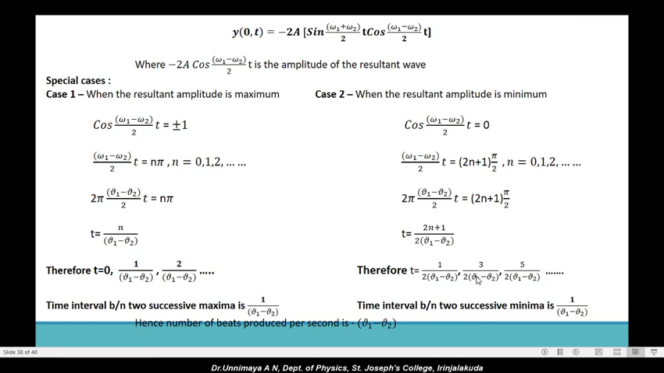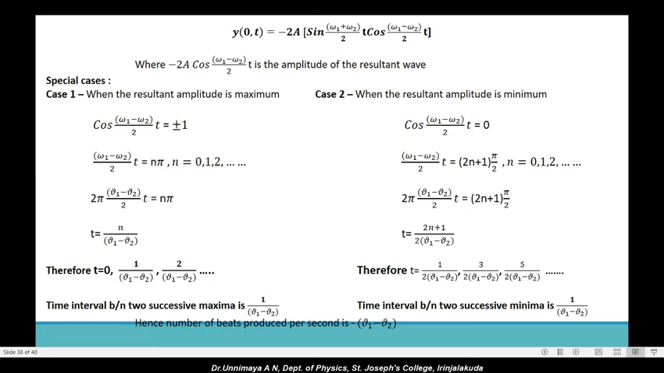That is 3 by 2 into nu1 minus nu2 minus 1 by 2 into nu1 minus nu2. Here also we get this time interval as 1 by nu1 minus nu2. So in both these cases, when the resultant amplitude is maximum and when the resultant amplitude is minimum, we get the time interval between two successive maxima and minima as 1 by nu1 minus nu2. Time interval between two successive maxima and minima means the time period. That is, time period is 1 by nu1 minus nu2.